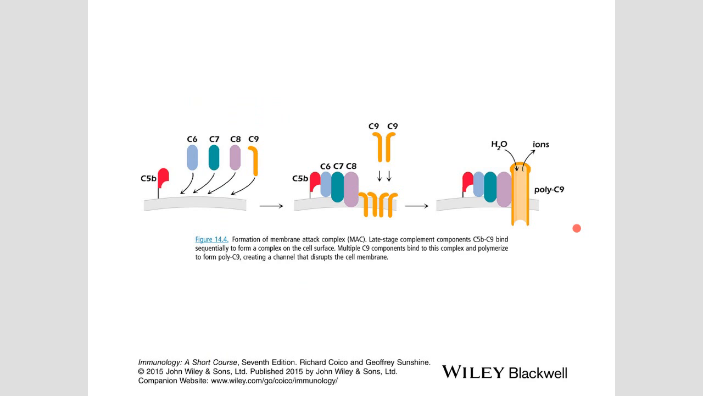So once they poke a hole into bacteria, all the way from C6 to C9, and if you have, for example, some of us may have deficiencies of any particular complement.